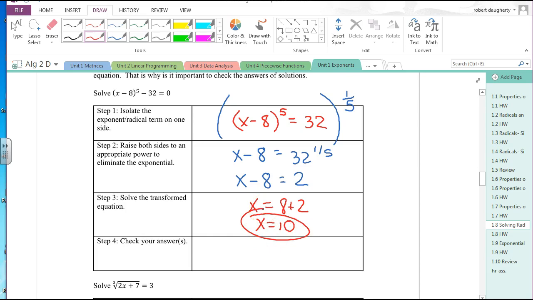Now you just want to stay in the habit of checking your answer. I can do this one in my head, or do I need to write it down? Write it down or in my head? Okay, we'll write it down. So (10 - 8)^5 - 32. What's 10 minus 8? 2. What's 2 to the 5th? 32. So what's 32 minus 32? That is 0. That is a true statement. So x equal 10 is the solution to this equation.